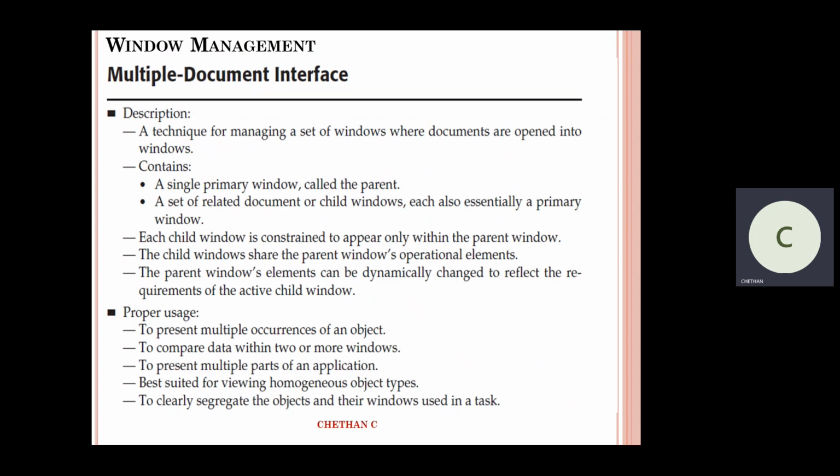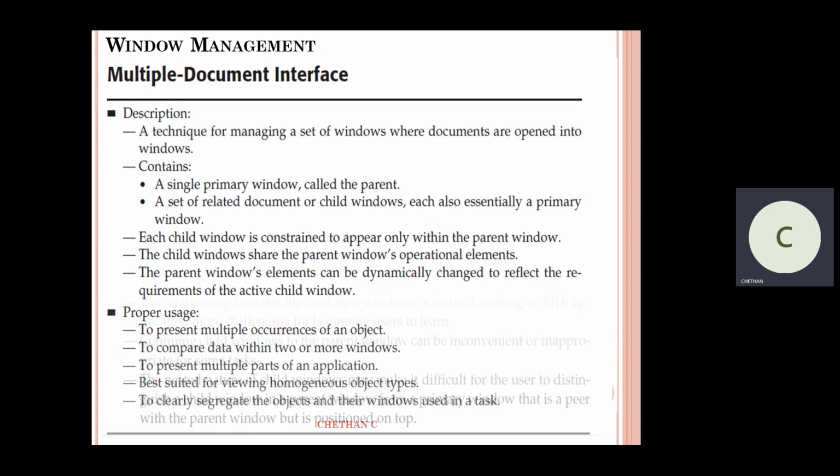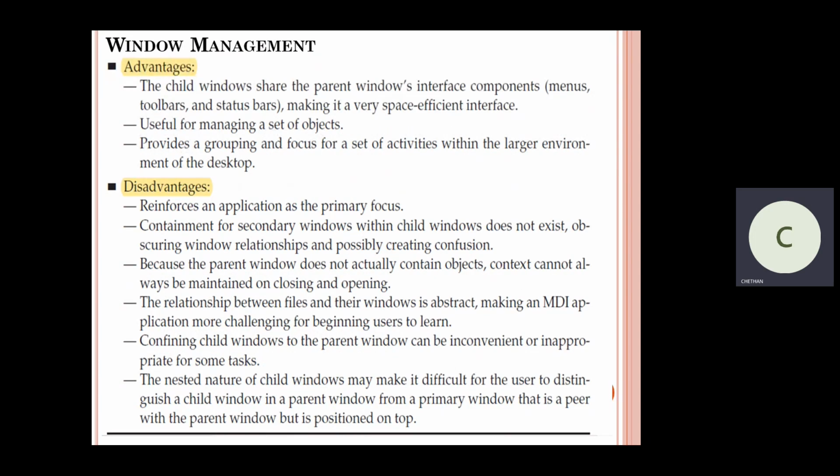The entire summary: where do you use it? You use it for the same object with different views coming in, when you want to compare, or when you want to present multiple parts of that application. All of those come in multiple document interfaces. The advantage is that the child window shares the parent window's interface components: the menus, toolbar, status bars, and all. For the disadvantages there are many, but try to remember at least two or three.